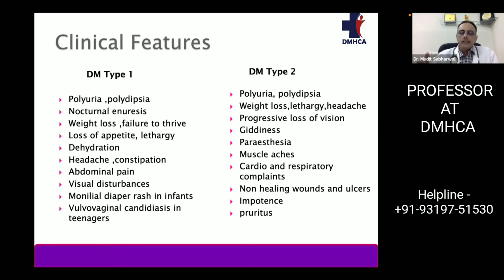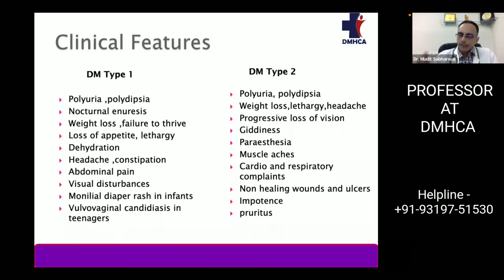In type 1 diabetes, the features will include polyuria, polydipsia, that means increased urinary frequency, increased thirst, increase in nocturnal urination or nocturnal enuresis, weight loss, failure to thrive, loss of appetite, lethargy, dehydration, headache, constipation, abdominal pain, which may cause diaper rash, and vulvovaginal candidiasis in teenagers. Fungal infections are very common, especially in females. Vulvovaginal candidiasis is a common complication which happens in type 1 diabetic females.